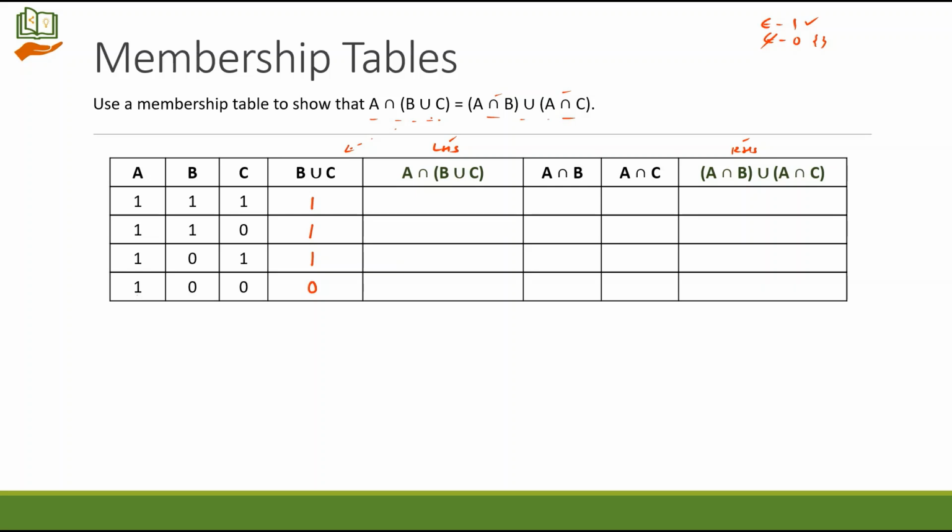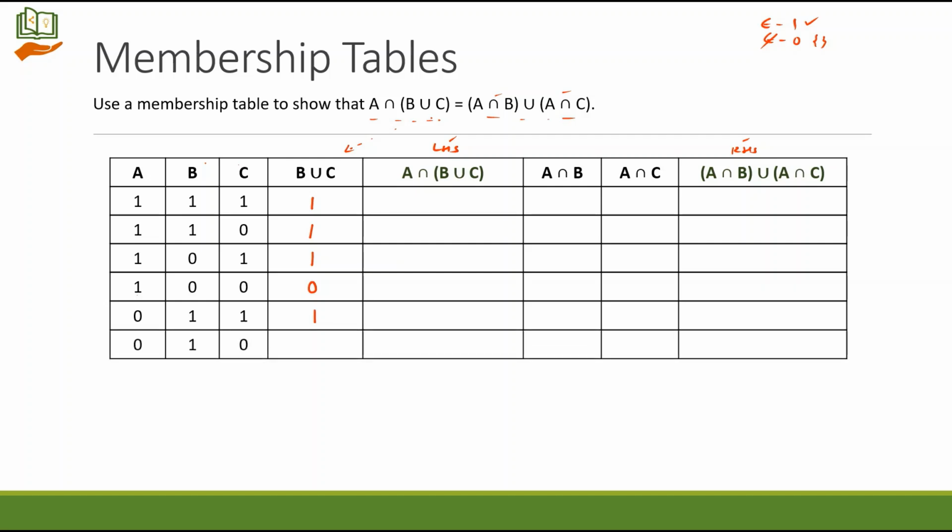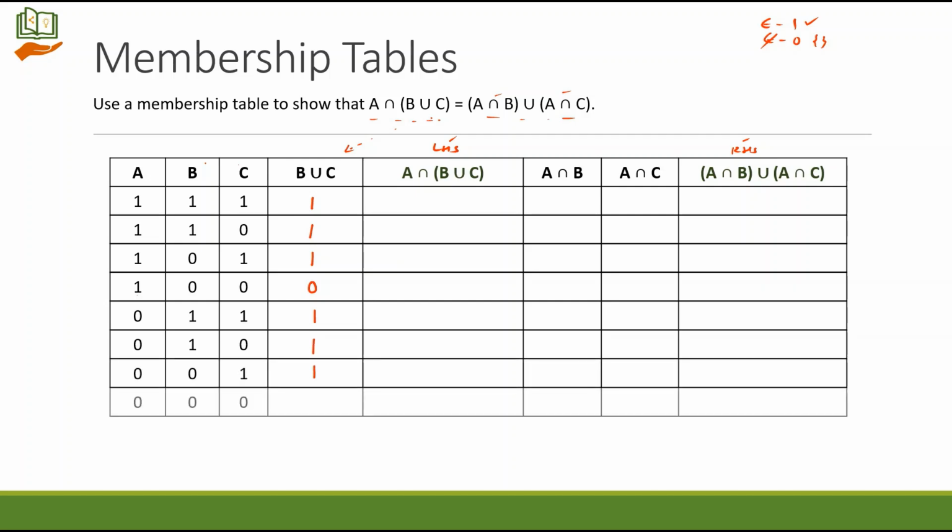The same set of combinations of B and C will be available when the element is not present in A. So in this case 1 and 1 will give 1 because we are going to consider only B and C. Similarly 1 and 0 will give 1. 0 and 1 will give you 1. 0 and 0 will give you 0. So this is only with respect to B and C. We are not considering A.